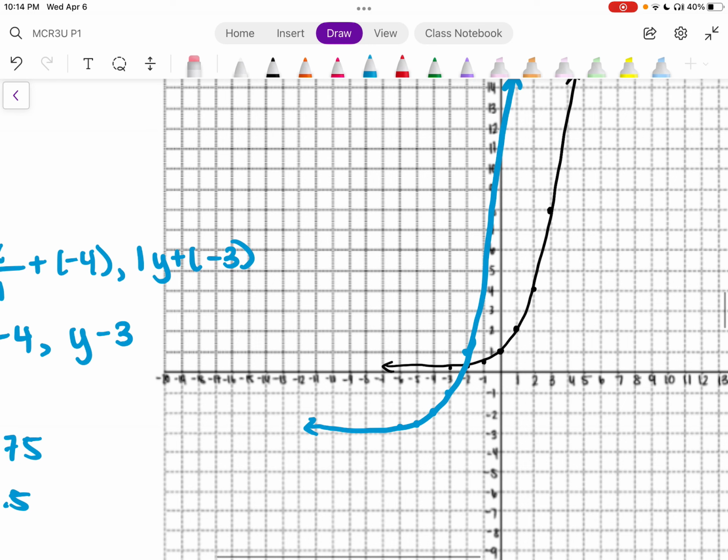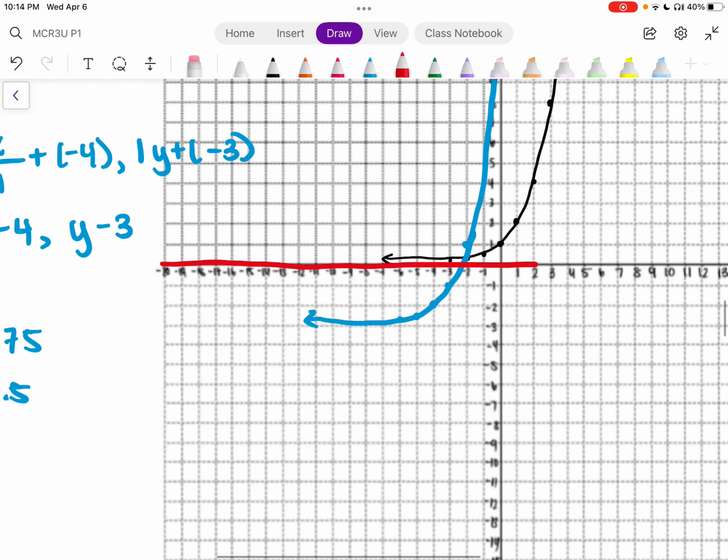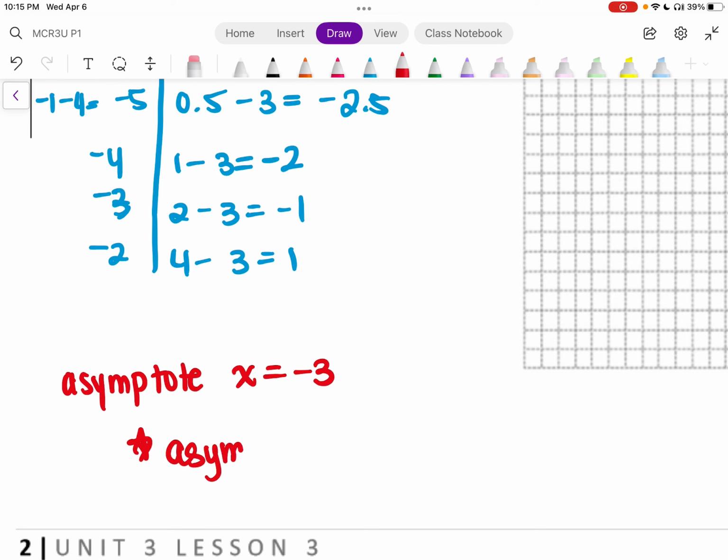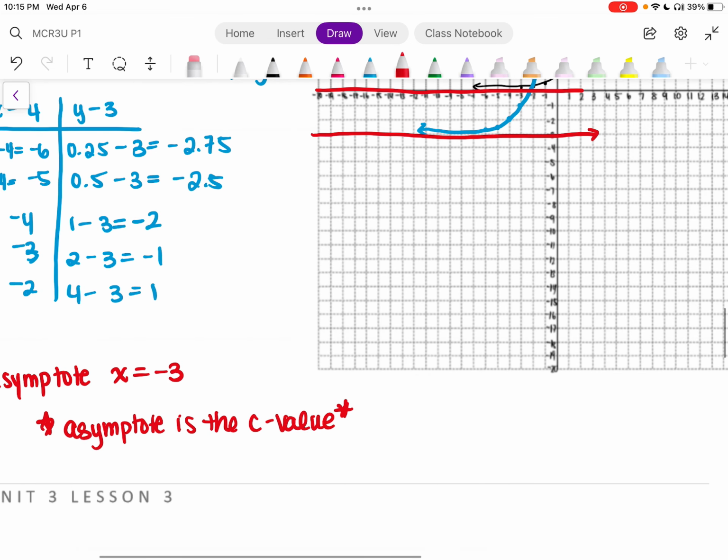Something really important to note here is that here the asymptote is 0, right? Just like the points in my graphs move down, my asymptote also moves down to negative 3, right? So my new asymptote is going to be at negative 3, right? The asymptote is the c value. And if I wanted to find my domain and range here, I could find that.